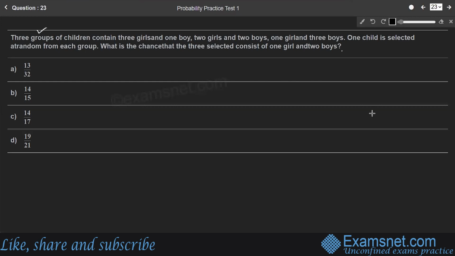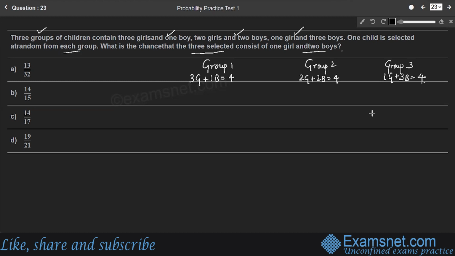Question number 23. 3 groups of children contain 3 girls and 1 boy, 2 girls and 2 boys, and 1 girl and 3 boys. One child is selected at random from each group. What is the chance that the 3 selected consist of 1 girl and 2 boys? Let us understand the question first. Here we consider 3 groups: group 1, group 2, and group 3. Group 1 contains 3 girls and 1 boy, so there are 4 kids. Group 2 has 2 girls and 2 boys, together 4, and group 3 has 1 girl and 3 boys, together 4. So there are 4 kids in each group.